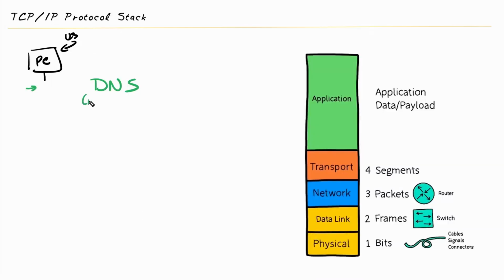In parentheses there, I'm going to put name to address, because that's the function that this DNS application layer service provides to a computer: resolving a name like www.cbtnuggets.com to an actual address.